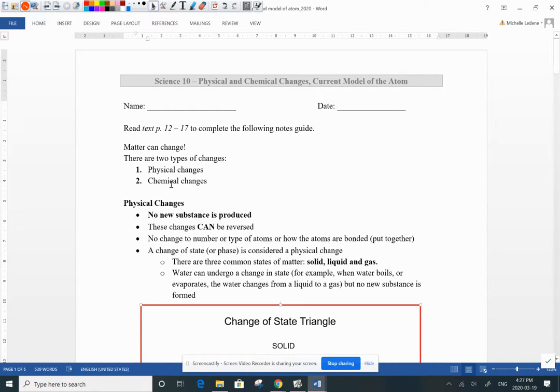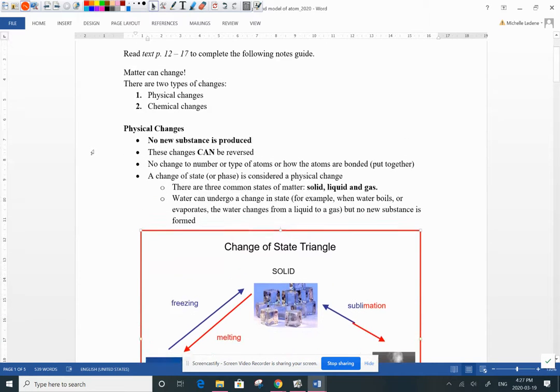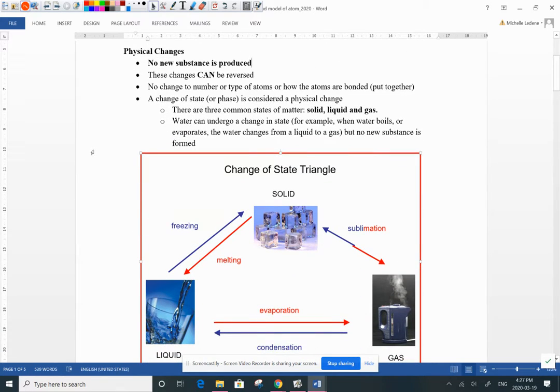And this one's pretty straightforward. I mean, physical changes, there's no new substances being produced. They can be reversible, these changes. And you already know these three states of matter: solid, liquid, and gas. And basically, these are phase changes or state changes.